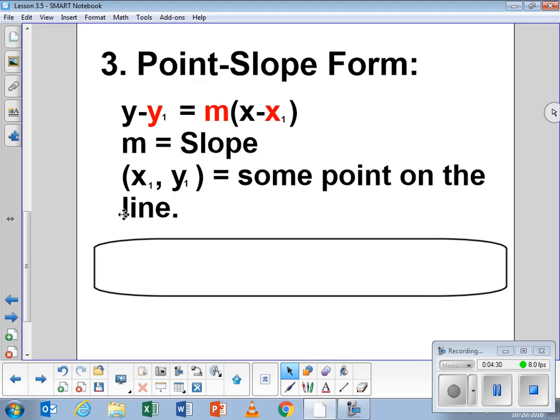Now the subscripts. Sub means down. Script, label. The subscripts, 1, y1, x1. They're just labels. They're like using a different variable. So y and y1 are not the same number. Okay? And so x1, y1 is some point on the line. M is still the slope.